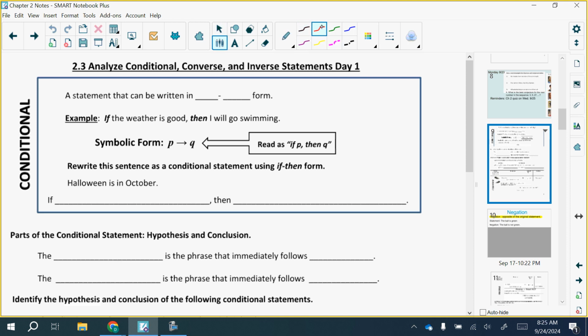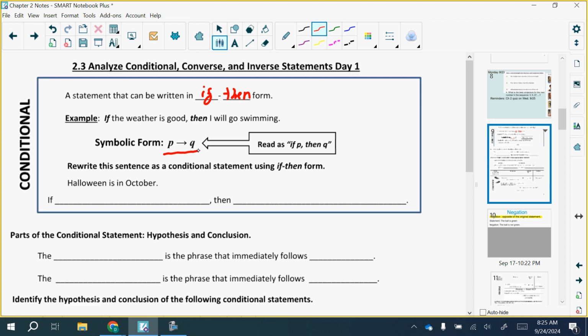So first, for a conditional statement, last week we went over conjectures. You can rewrite conjectures as a conditional statement, which is a statement that can be written in the if-then form. So for example, if the weather is good, then I will go swimming. So symbolically, we say P arrow Q, which reads as if P, then Q.